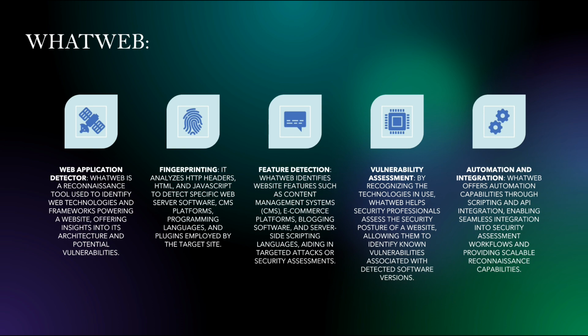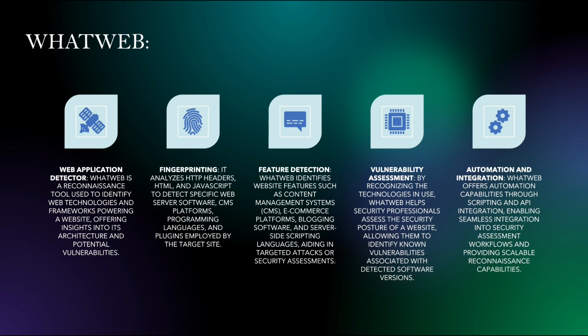Feature detection. WhatWeb identifies website features such as content management systems, e-commerce platforms, blogging software, and server-side scripting languages, aiding in targeted attacks or security assessments. Vulnerability assessment. By recognizing the technologies in use, WhatWeb helps security professionals assess the security posture of a website, allowing them to identify known vulnerabilities associated with detected software versions.